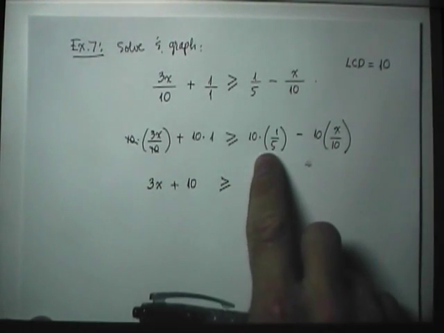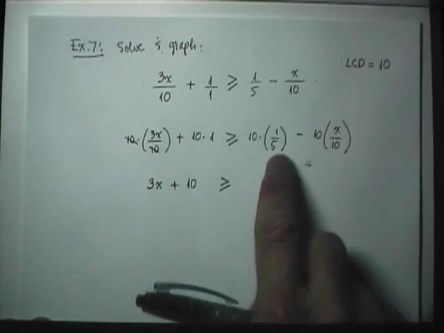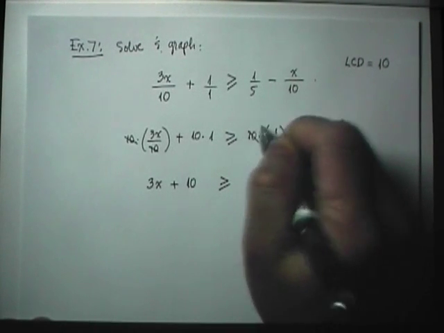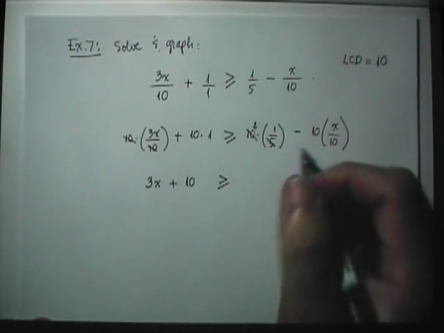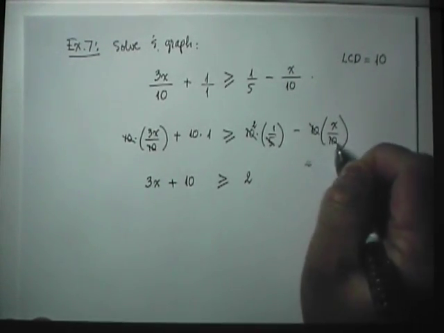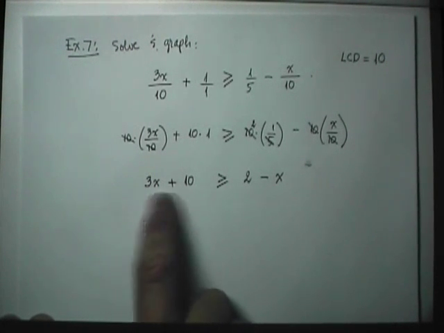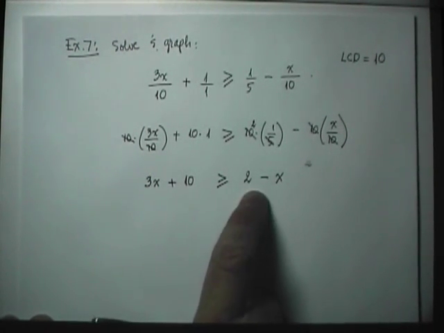Now on the right-hand side, if you focus on the first term right here, 10 times 1 over 5, the 10 cancels with the 5 and gives me a remaining factor of 2. So I have 2 times 1, that gives me 2. Now the 10 here cancels with the 10, gives me the x remaining. So here I turn into 3x plus 10 greater than or equal to 2 minus x.